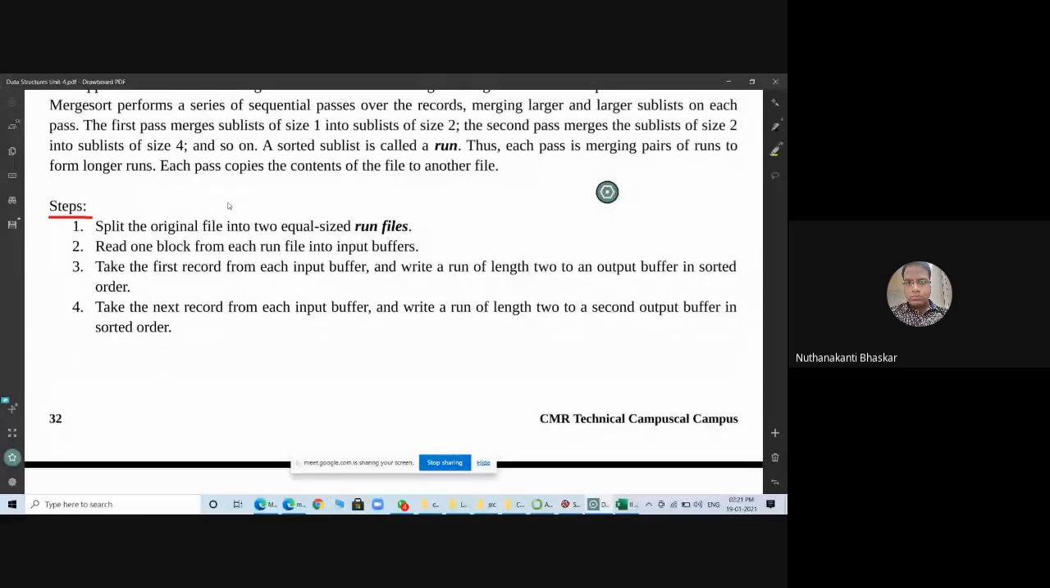Now the first step is to split the original file into two equal sized run files. A run file is nothing but a chunk, a small amount of data. Are you clear? Is it clear?